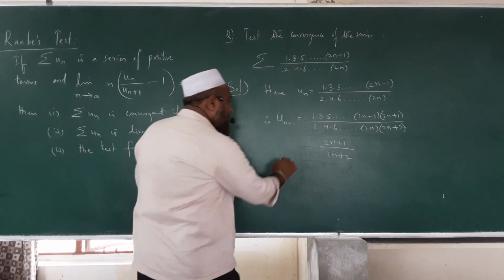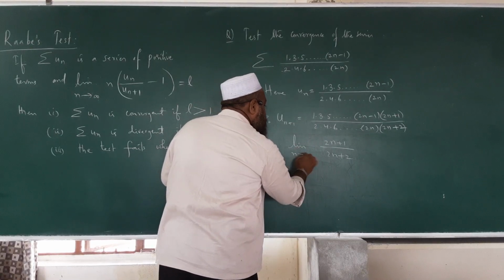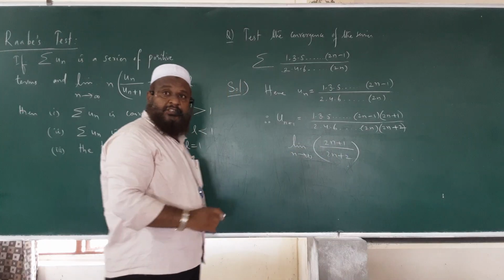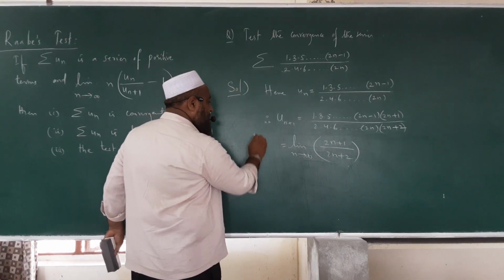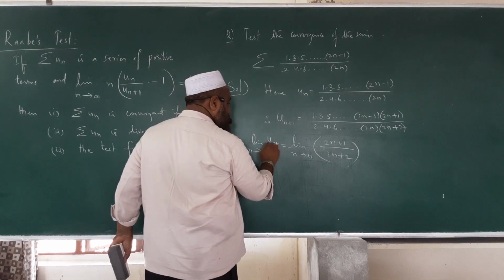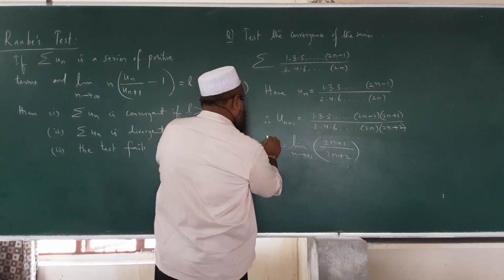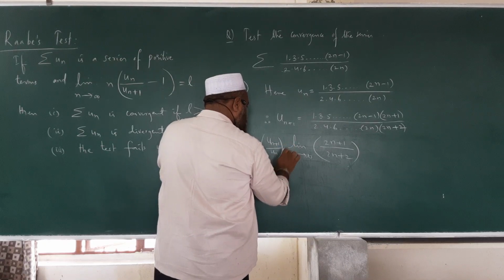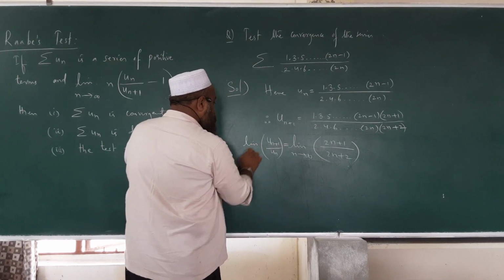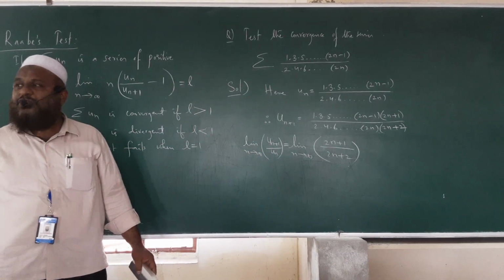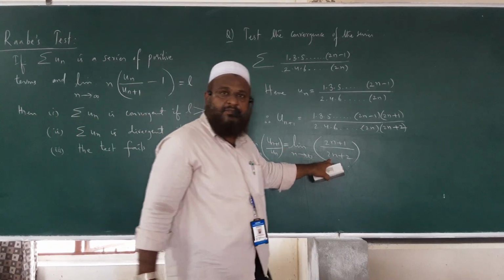Now I will make a small change. That is, I will apply the limit as n tends to infinity here itself. Okay? So this is what now? Limit n tends to infinity un plus 1 divided by un. Okay? Following? Limit n tends to infinity. What should I do now? I have to calculate the limit.